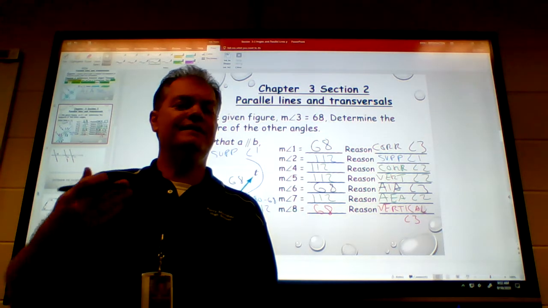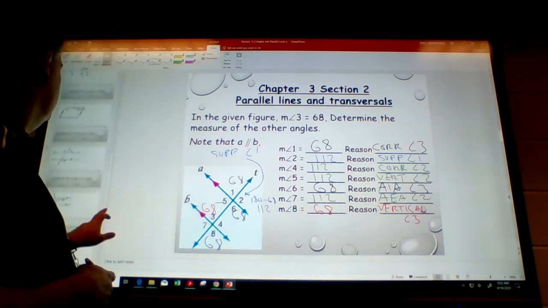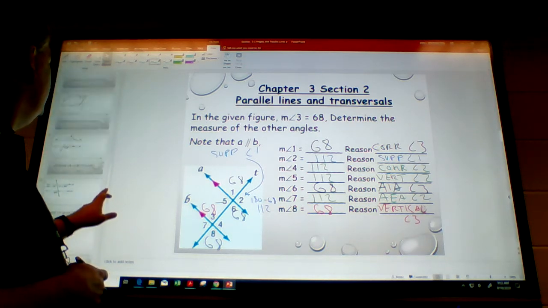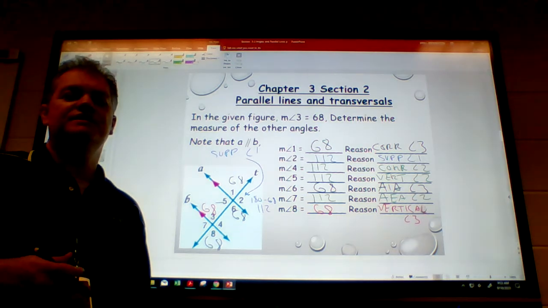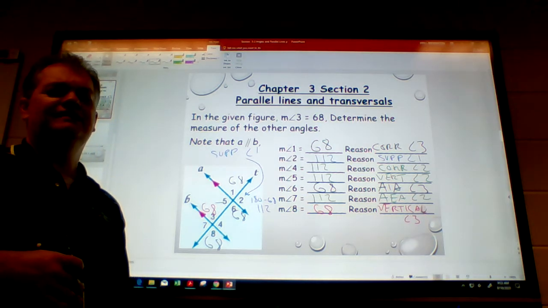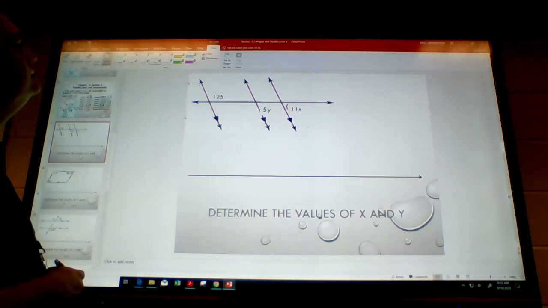Okay. We had some practice with this, and I've got several more examples in here, but I'm going to do one of them with you, and then I'm going to post the rest of them. Let's get to the first example. All right. So here we go.